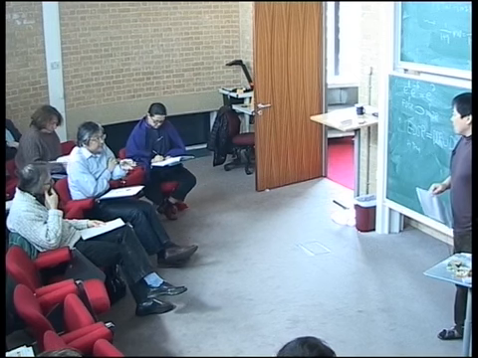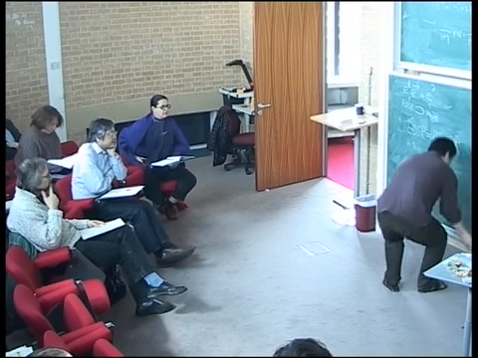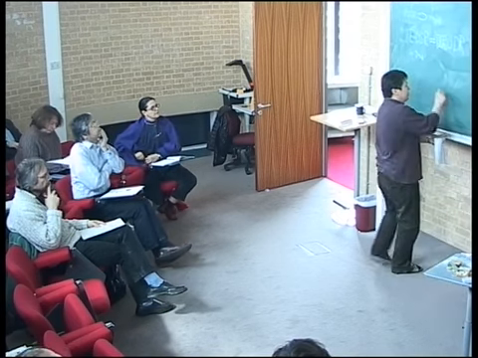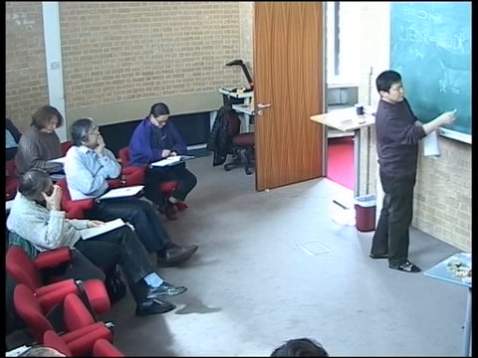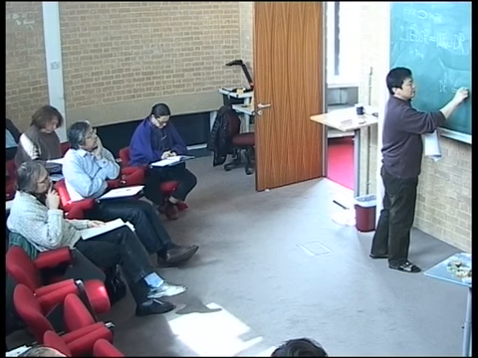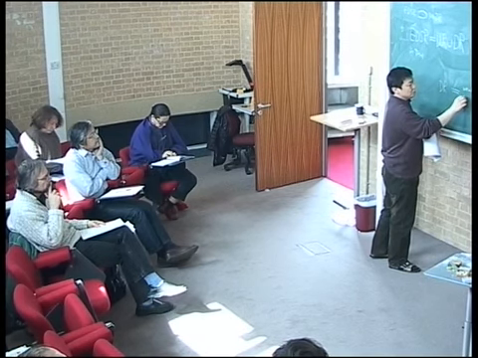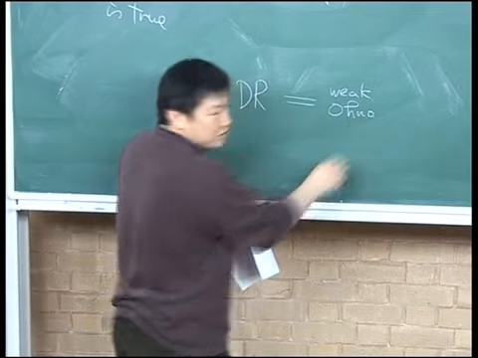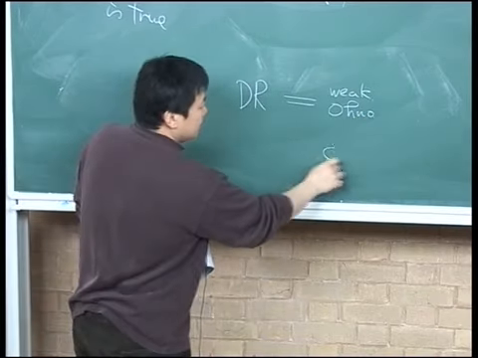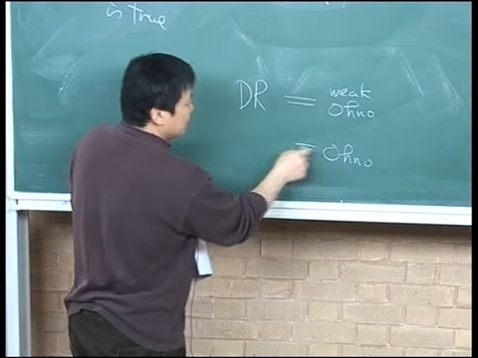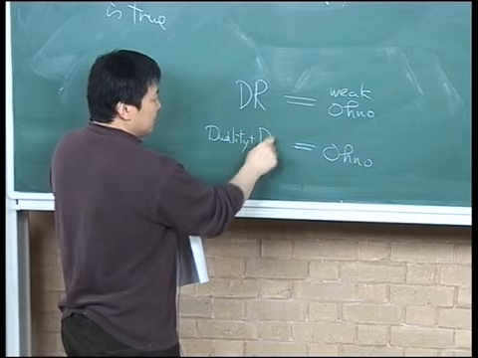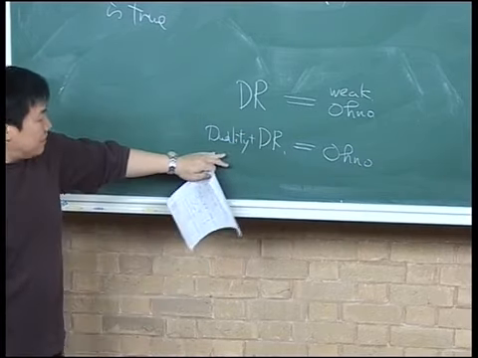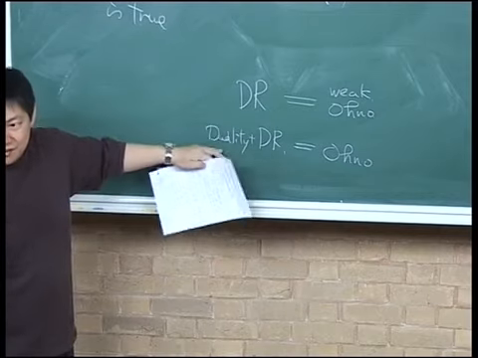You said derivation relation plus Ono. I said derivation relation, and probably I should say precisely, weak Ono is equivalent, or we can say Ono is equivalent to duality plus. I didn't say duality today, but these two are the same. It's proved.